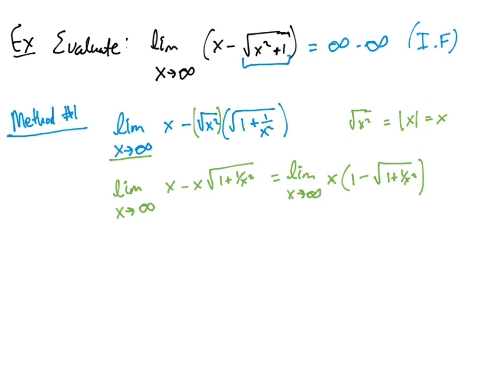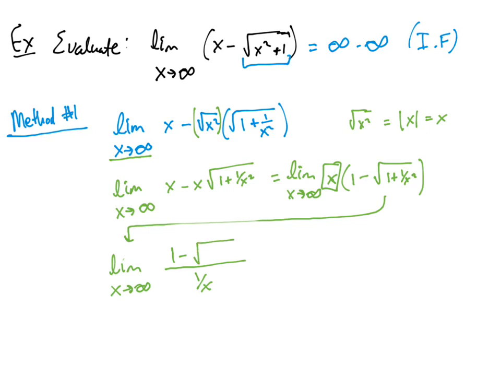When we have a product, we can rewrite a product as a quotient. So let's go ahead and do that. The limit as x goes to infinity. This x, I'm going to rewrite as 1 over x in the denominator. And then in the numerator, I still have 1 minus the square root of 1 plus 1 over x squared.